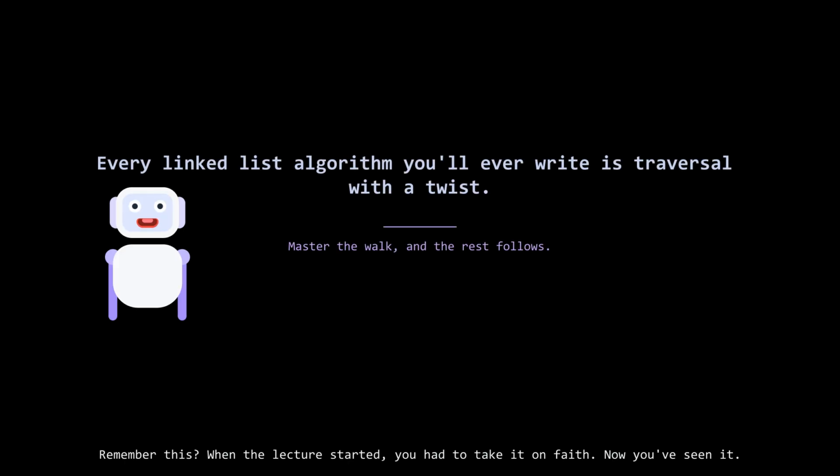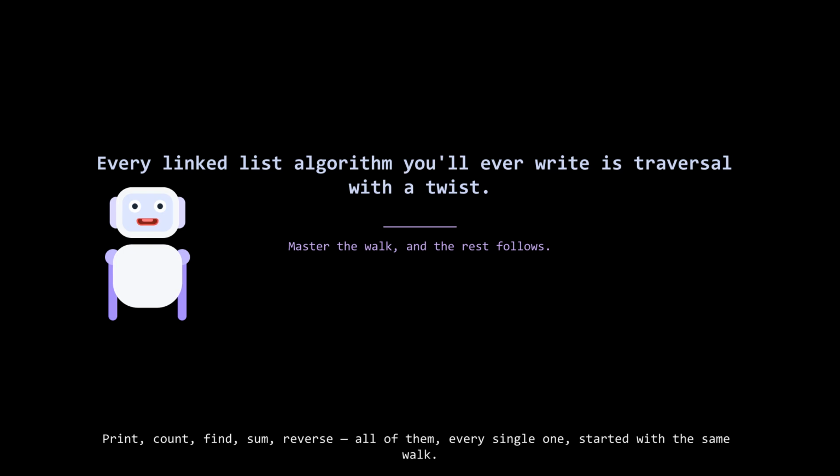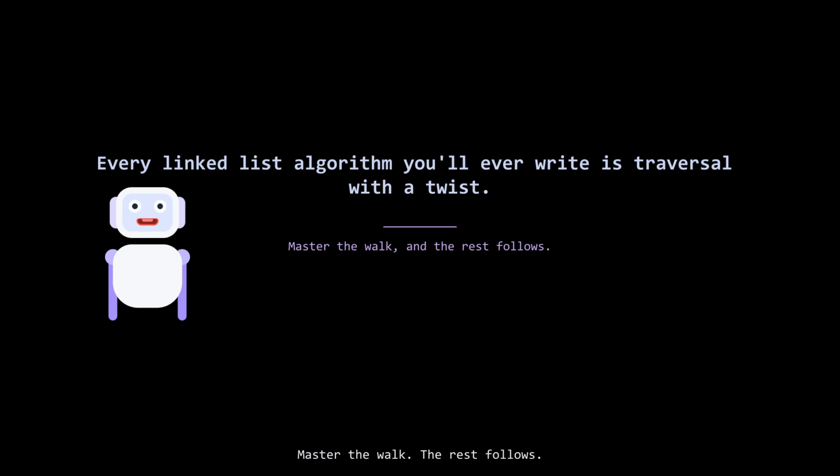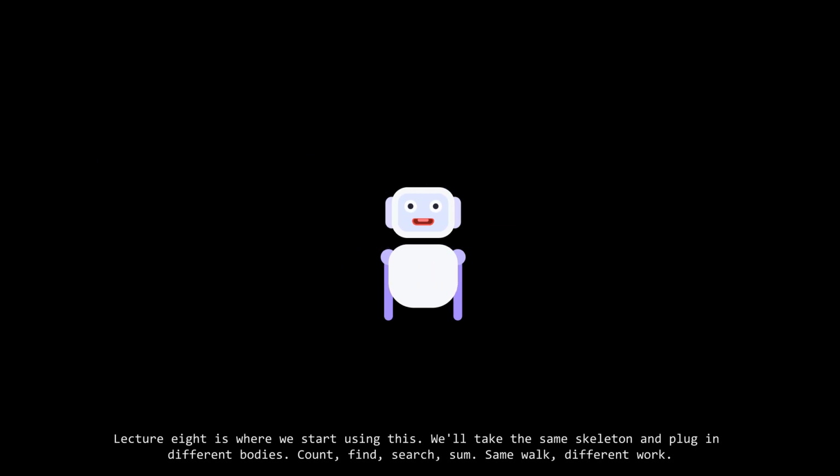Remember this? When the lecture started, you had to take it on faith. Now you have seen it. Print, count, find, sum, reverse. All of them, every single one, started with the same walk. Master the walk. The rest follows. Lecture 8 is where we start using this. We will take the same skeleton and plug in different bodies. Count, find, search, sum. Same walk, different work.